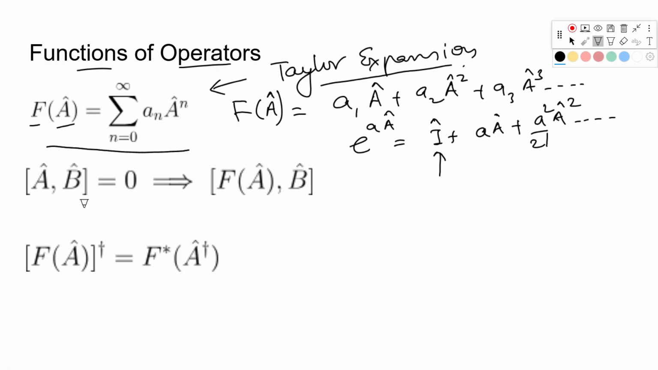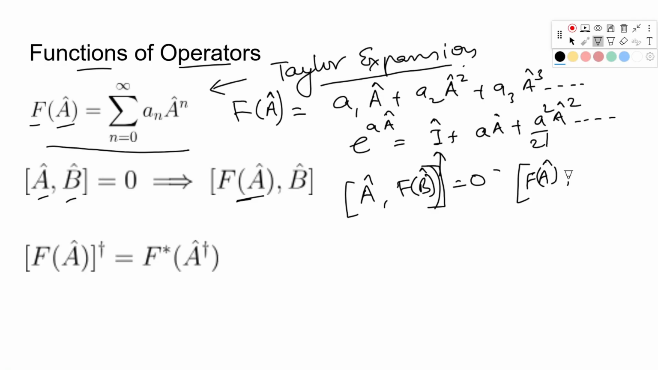An important thing to remember is that if A and B are two operators that commute with each other, then any function of A will also commute with B. Similarly, any function of B will also commute with A. And any function of A, therefore, will commute with any function of B. Another important result is that if you want to find the Hermitian adjoint of a function of A, you just need to take the conjugate of the function, and instead of A, it becomes a function of the Hermitian adjoint of A.